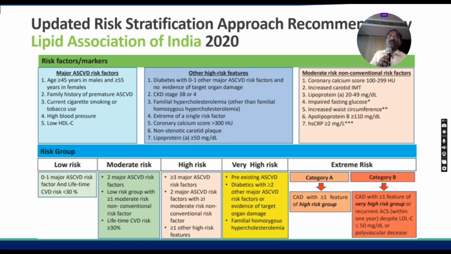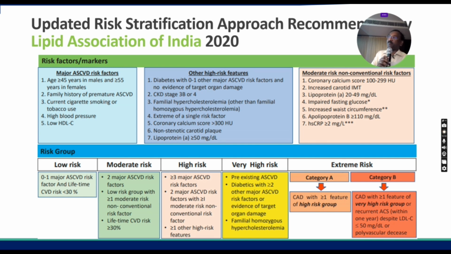And if you see the other high risk factors, I already told you diabetes, and then CKD stage 3 or 4, familial hypercholesterolemia, a coronary calcium score more than 300, non-stenotic carotid plaque, and lipoprotein little a more than 50 milligrams. See, this is also very important in some of the population where the lipid profile looks normal. The total cholesterol is maybe 150, the triglycerides maybe 140, LDL maybe 40 or 50, but still these people have recurrent atherosclerotic cardiovascular diseases or acute coronary syndromes. And if you check lipoprotein A, in most of these people it will be more than 50 or more than 60 and 70 also.